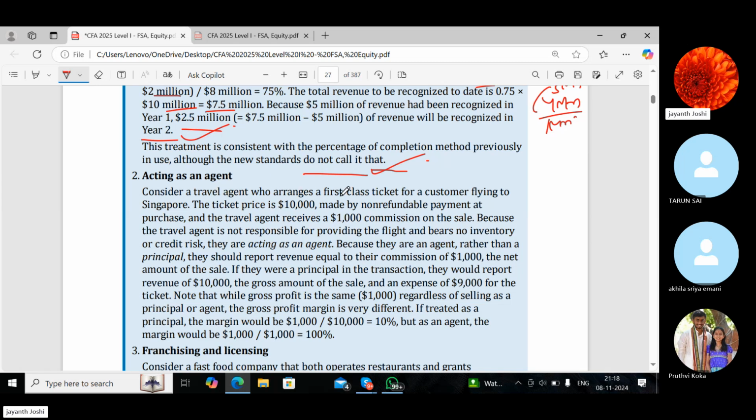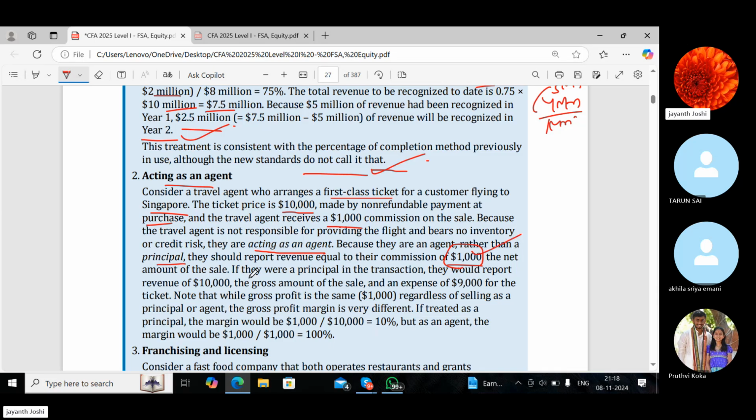Consider a travel agent who arranges a first class ticket for a customer flying to Singapore. Ticket price is $10,000, made by non-refundable payment at purchase. You know, right? When you book flight tickets, it's not refundable at times. The travel agent receives $1,000 commission on the sale. Because the travel agent is not responsible for providing the flight and bears no inventory or credit risk, they are acting as an agent. They are nowhere responsible. It is the company's obligation towards the customer. The agent is just a mercantile agent. Because they are an agent rather than a principal, they should report revenue equal to their commission of $1,000. Yes, for the agent the revenue is $1,000.